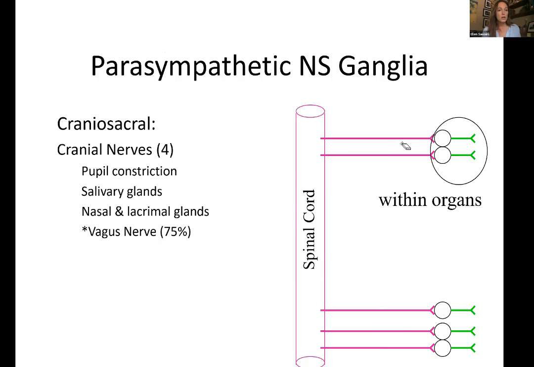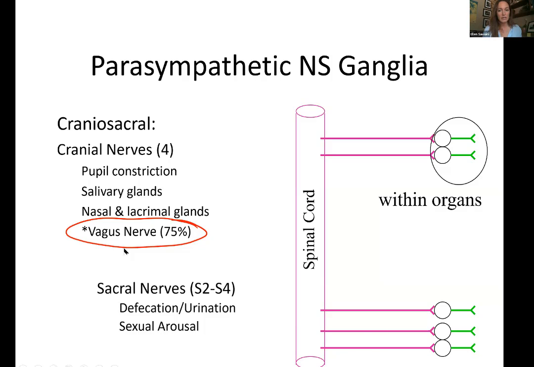So there are 4 specific cranial nerves, and this is what they're doing. They're going to deal with pupil constriction, salivary glands, vagus nerve. I have this one because that is the vast majority of all of our parasympathetic. If you remember, vagus nerve is cranial nerve number 10, and that's known as the wanderer, and that actually comes down and it controls all of your organs. And so that's why most of it is there.